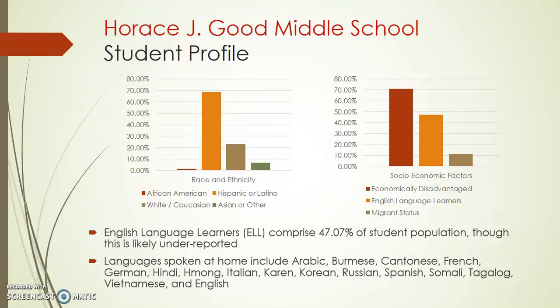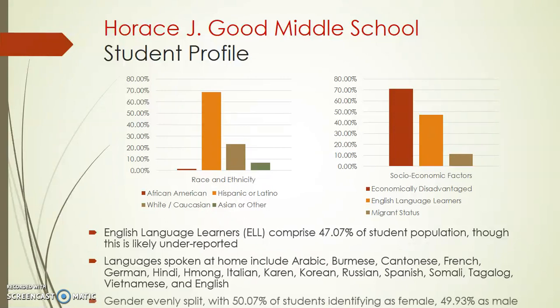I have noted on the graph migrant status students. About 10% of our student population is flagged as migrant, and that poses some interesting challenges that we try to address by providing online resources for learning, in that these students can be gone for really long lengths of time.